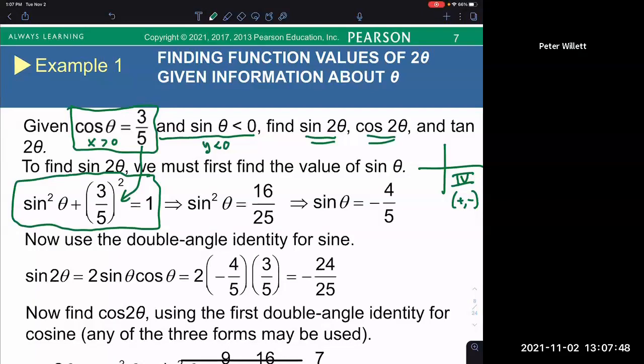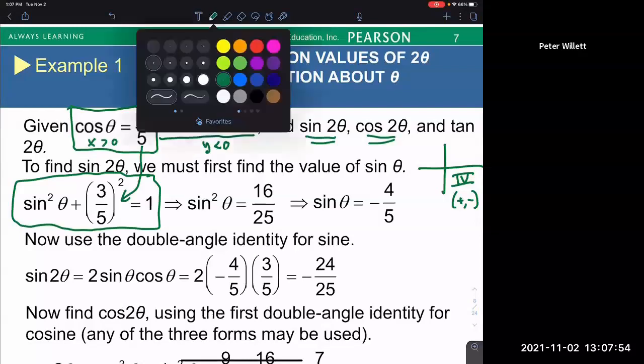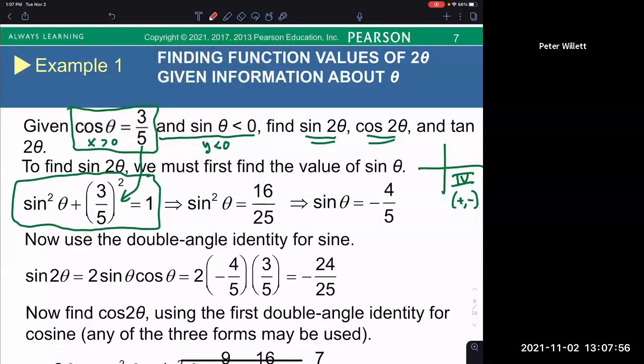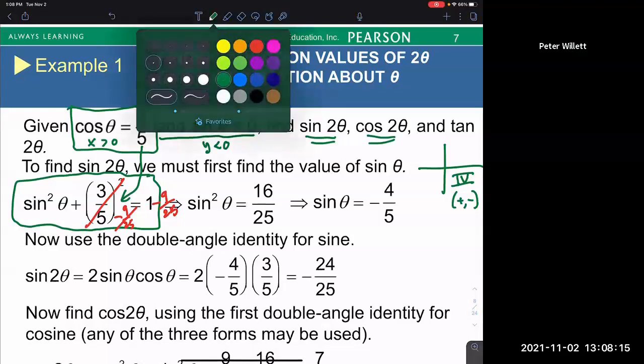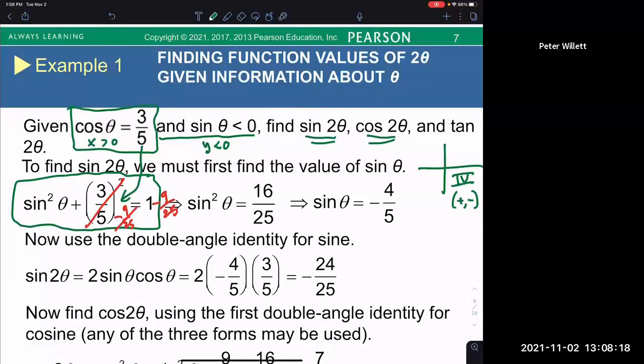They're not showing that here, but I'll point this out. 3/5 squared would be 9/25. And so what they then do is they subtract 9/25 from both sides, so that this cancels out. And that leaves them that sine squared theta is equal to 1 minus 9/25, which is 16/25. So that's how they get this.